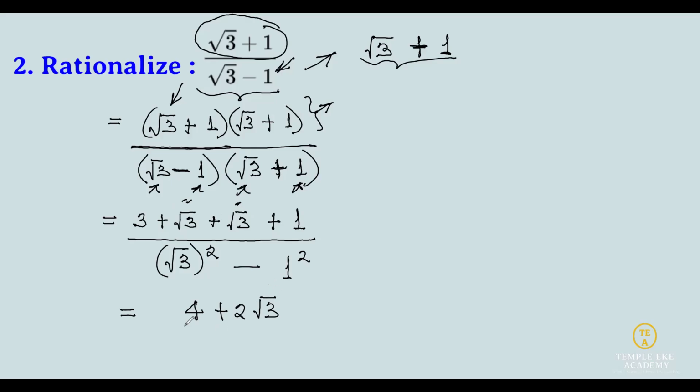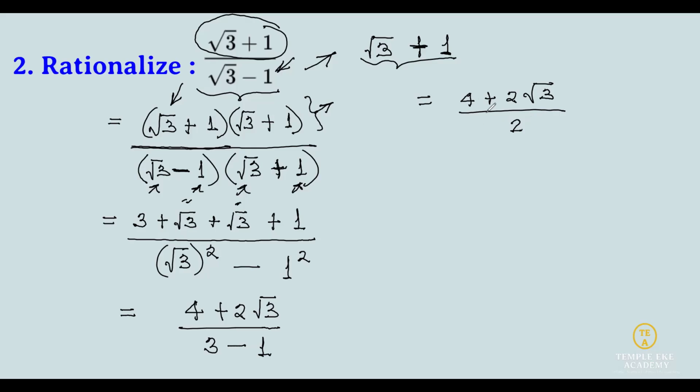All right. Now evaluate each of these perfect squares. Let's go. Square root of 3 squared. We've learned that the square will remove the root. So you have 3, minus 1 squared. 1 times 1 is still 1. Now we have 4 plus 2 root 3 divided by 3 minus 1, and that is 2.